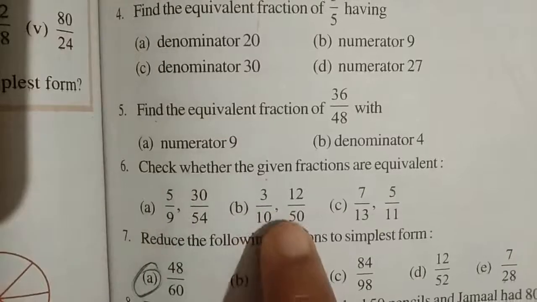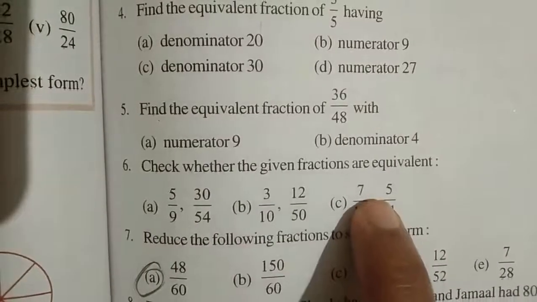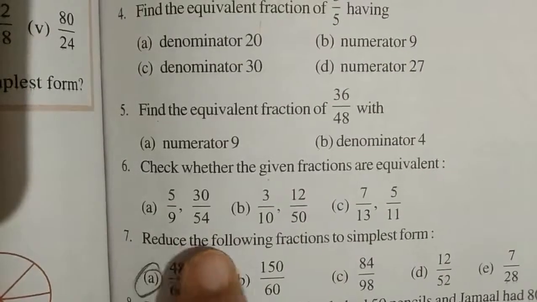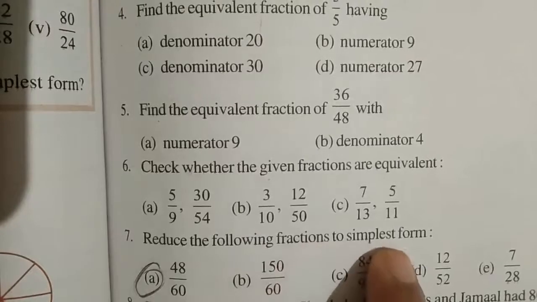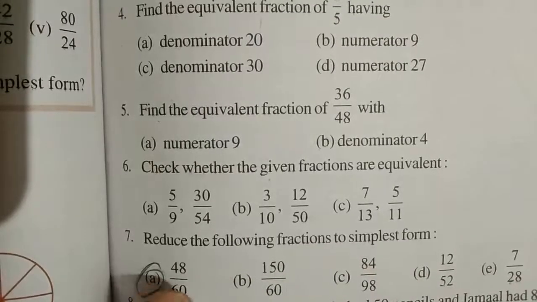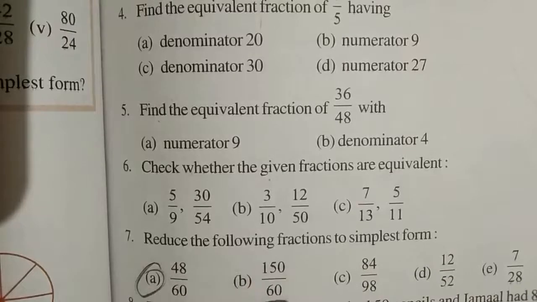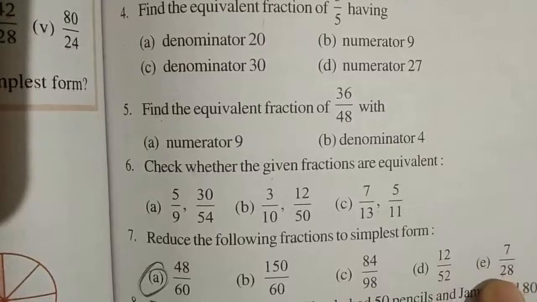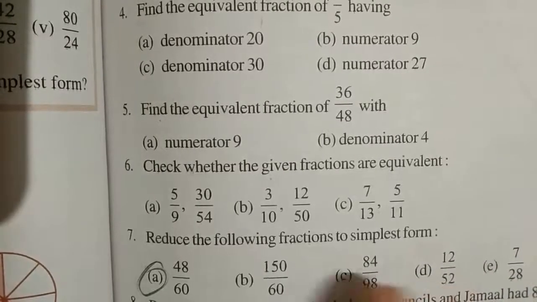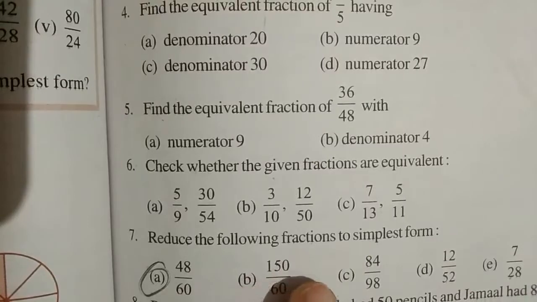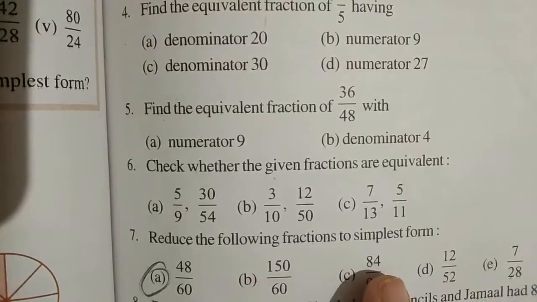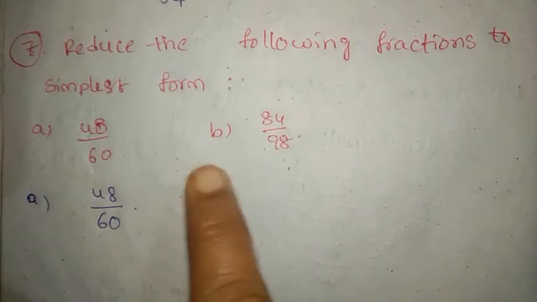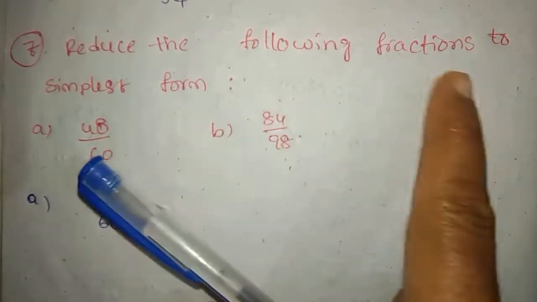Now in the sixth problem, parts B and C, you try, students. For the next, seventh problem: reduce the following fractions to simplest form. First A, 48 by 60, then 150 by 60, 84 by 98, 12 by 52 and 7 by 28. In these 5 problems, I will do 2 problems. The remaining problems you try, students, okay. To reduce the given fraction to the simplest form.